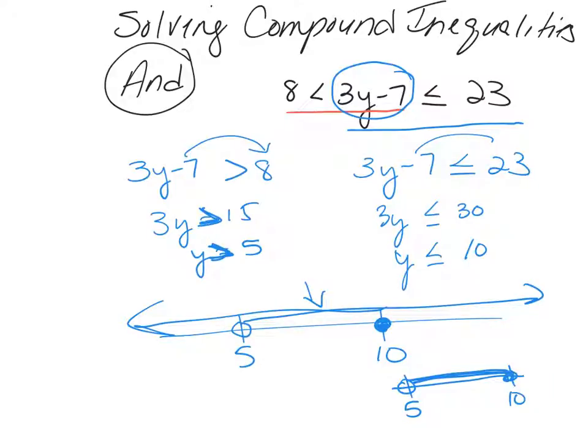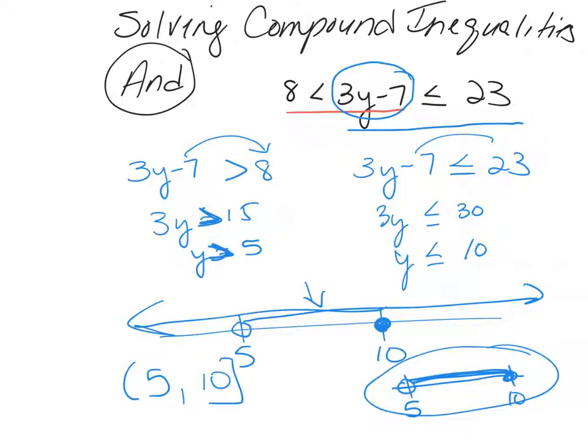Okay, so now we do the interval notation. This graph goes from 5, because we're looking at this graph right here, all the way to 10, and the 10 is a hard shell and the 5 is a soft shell.